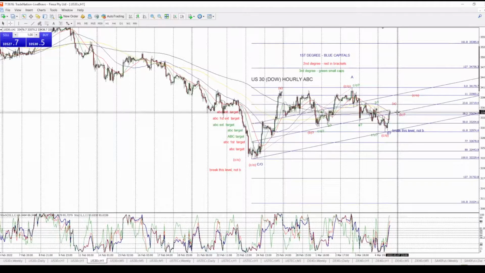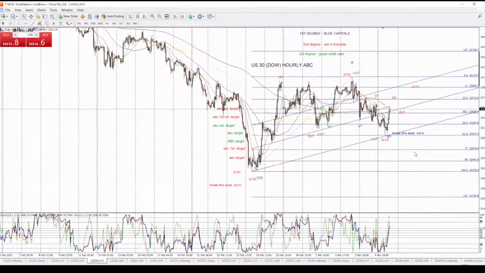So let's measure. That was 449, so that must be 449. Slightly down here, this is slightly. There's our channel target, sitting at the support and resistance, sitting on the 50 moving average.